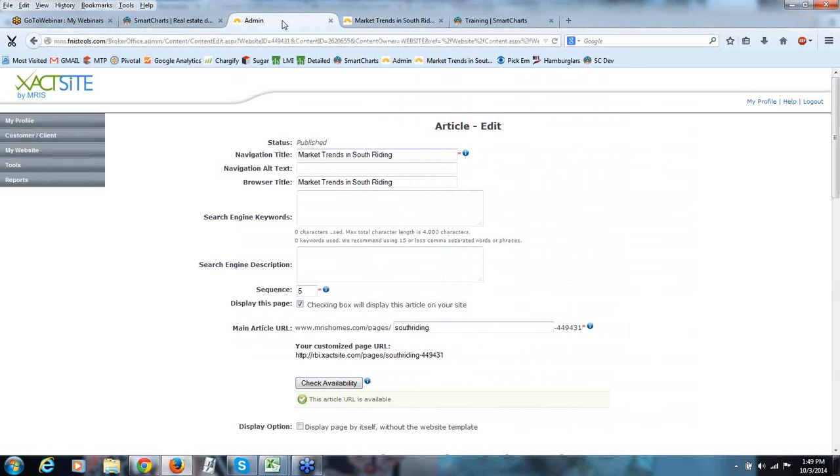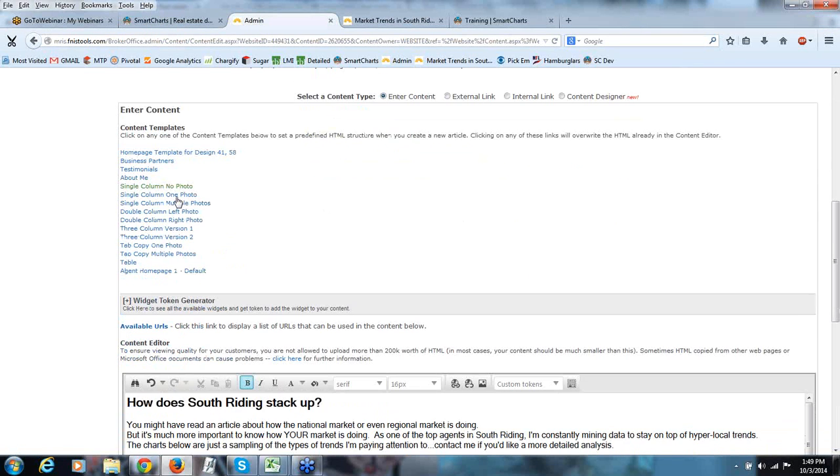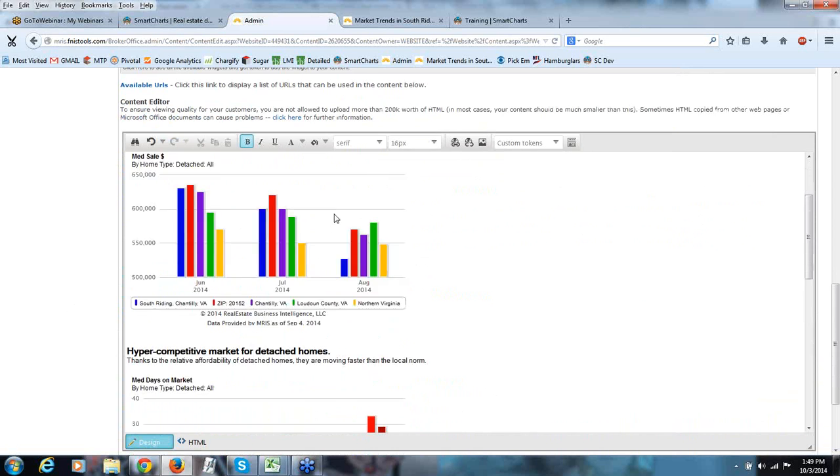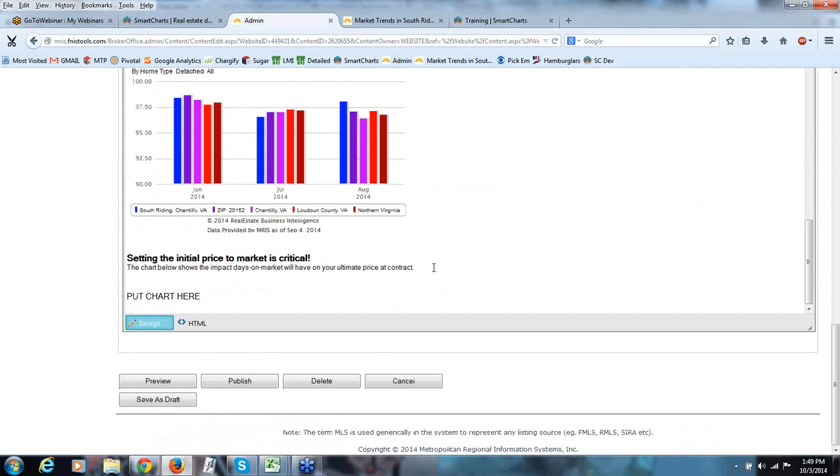Every CMS is going to be very similar to this, in terms of there's a what-you-see-is-what-you-get view, a WYSIWYG view, that's usually the default. So I already have this page set up, but let's say put chart here, and impact of DOM on original list price. That's just, you'll think of something better.